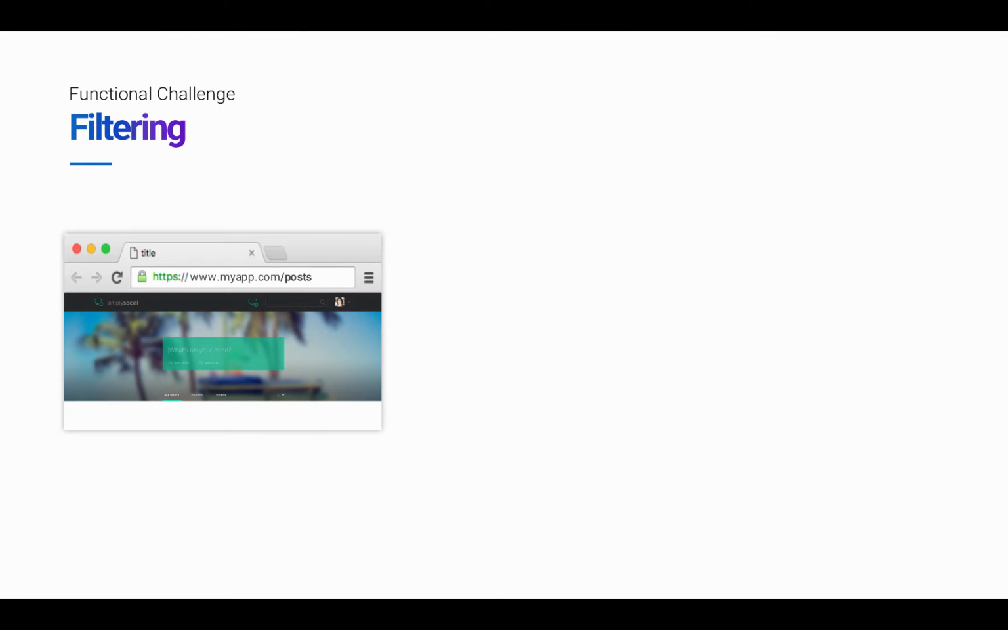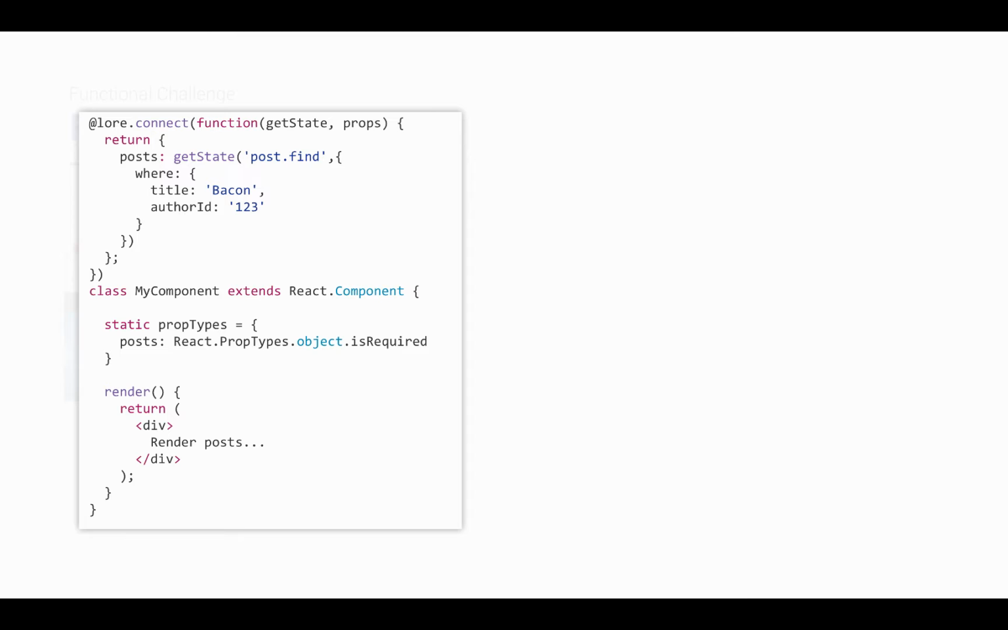So here we have our application, and we want to render the results of a query. So let's dive into the component responsible for doing that. This component is going to render our list of posts. And at the top of this component, we're calling getState as part of the lore.connect decorator and requesting the list of posts where the author ID and title match the provided criteria.